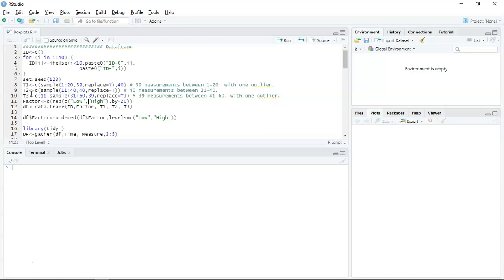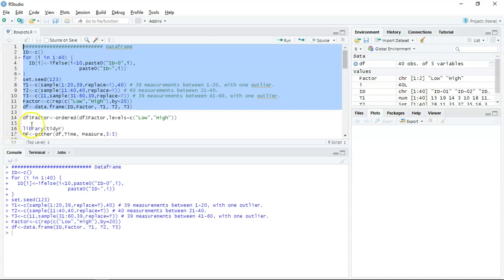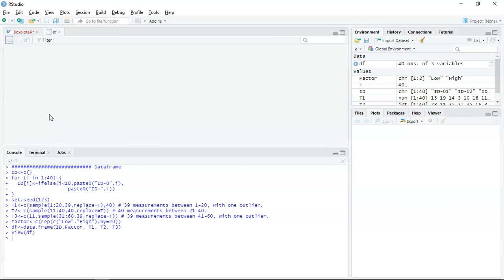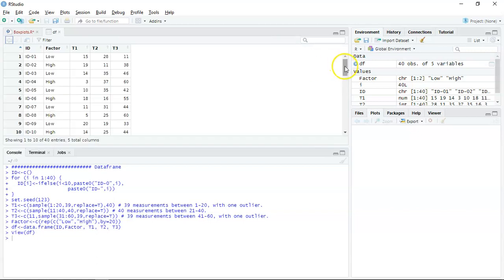There's just going to be, the factor has 2 levels, which has a low and a high setting, and I suppose there's 20 participants in each group. And then it's putting all that information together as a data frame. So I'm calling the data frame df, and this is what we get back. Now I'll just view that just so we can see where we are, and this is what we have. So this is our data frame here at the moment.